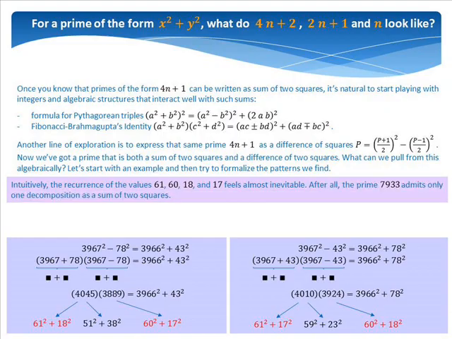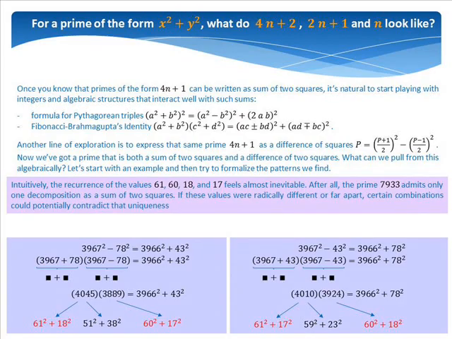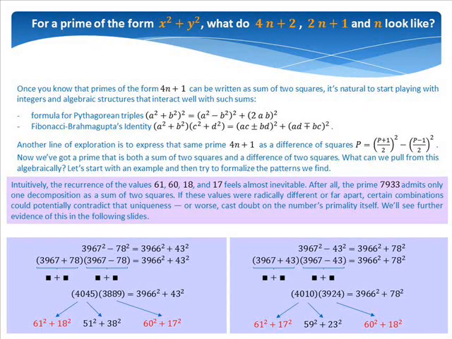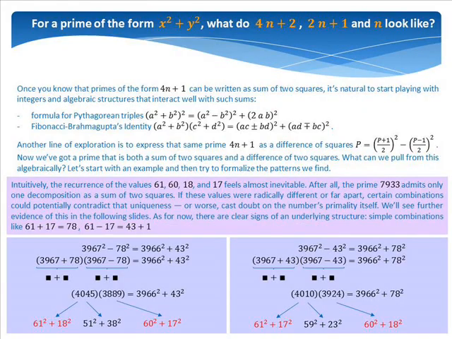After all, the prime 7933 admits only one decomposition as a sum of two squares. If these values were radically different or far apart, certain combinations could potentially contradict that uniqueness, or worse, cast doubt on the number's primality itself. We'll see further evidence of this in the following slides. As for now, there are clear signs of an underlying structure. Simple combinations like 61 plus minus 17 and 60 plus minus 18 already hint at a hidden logic.